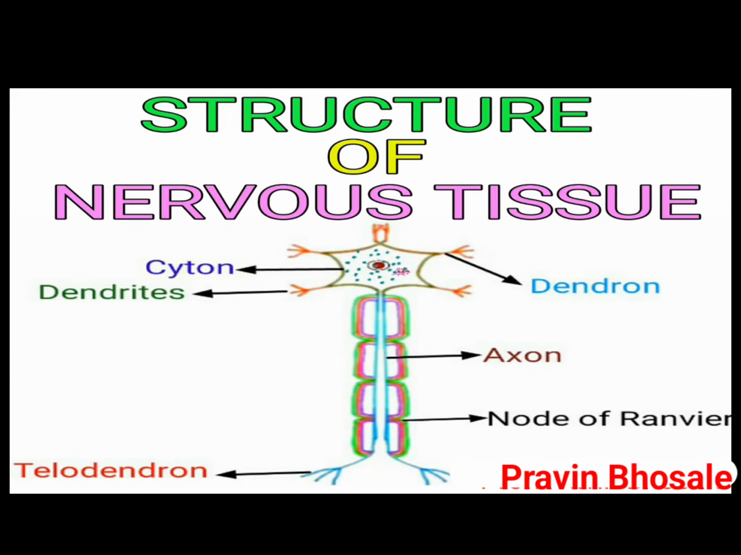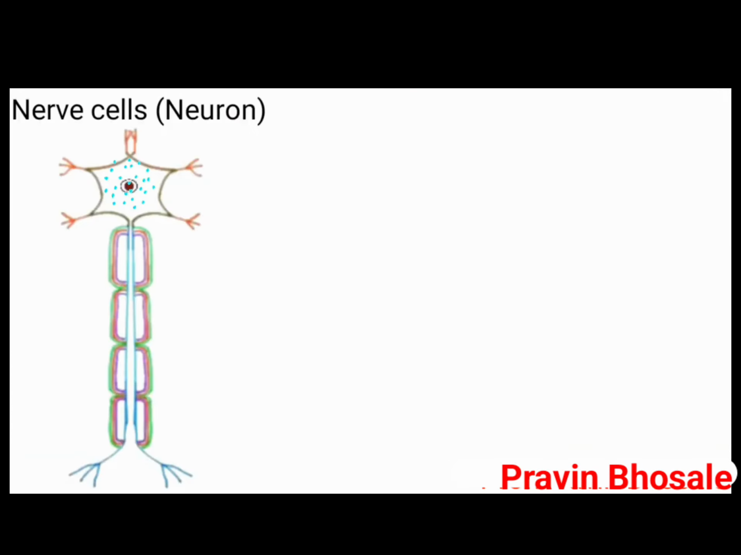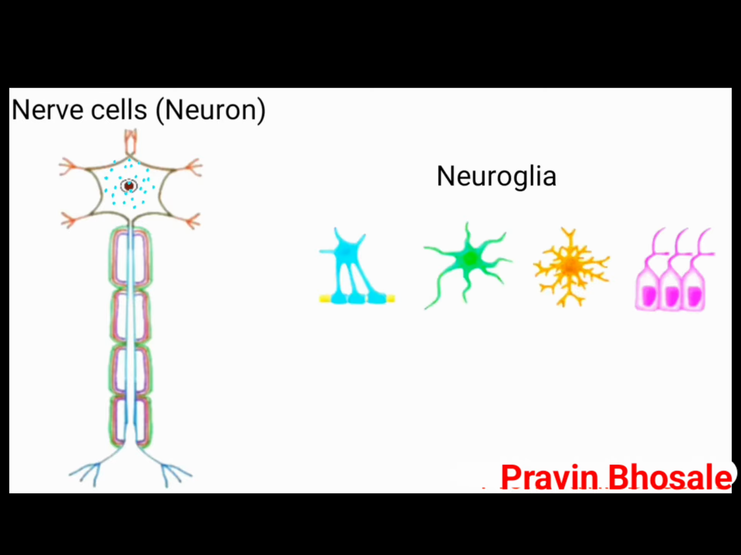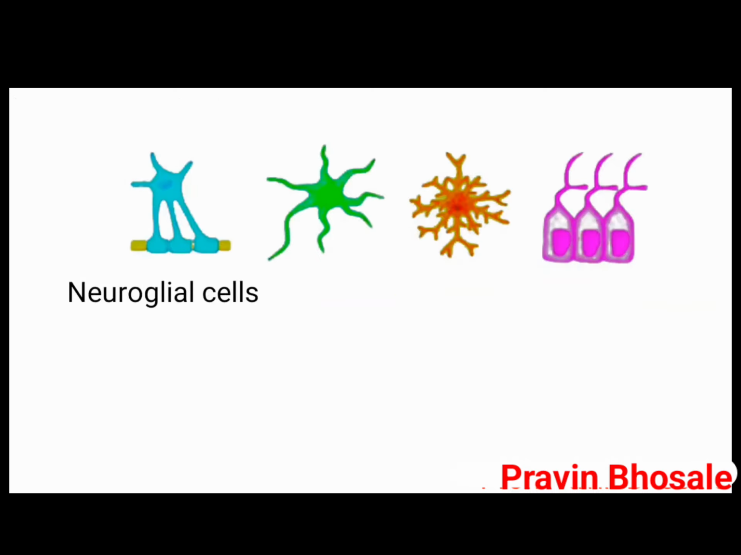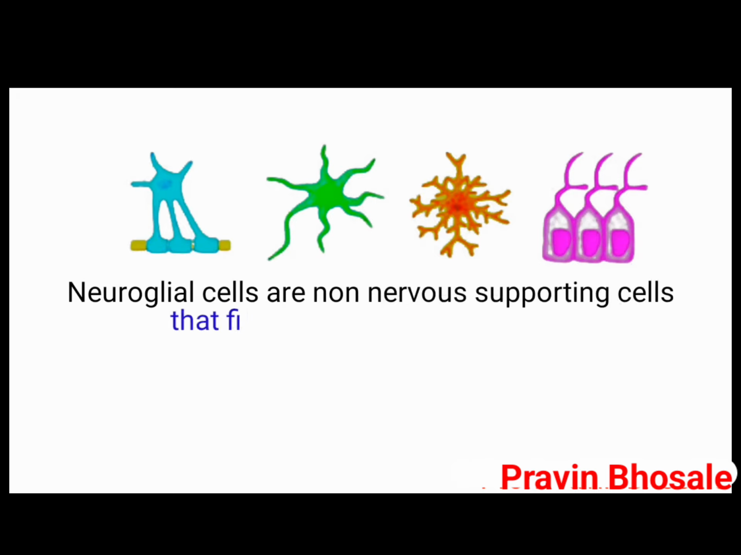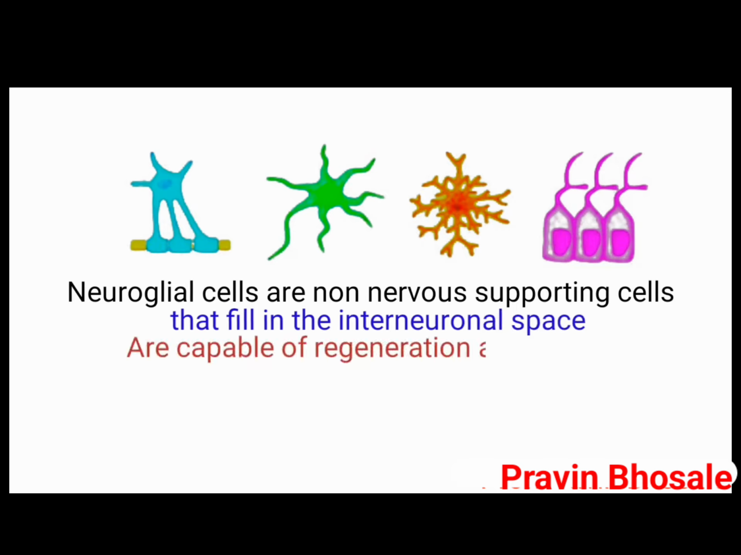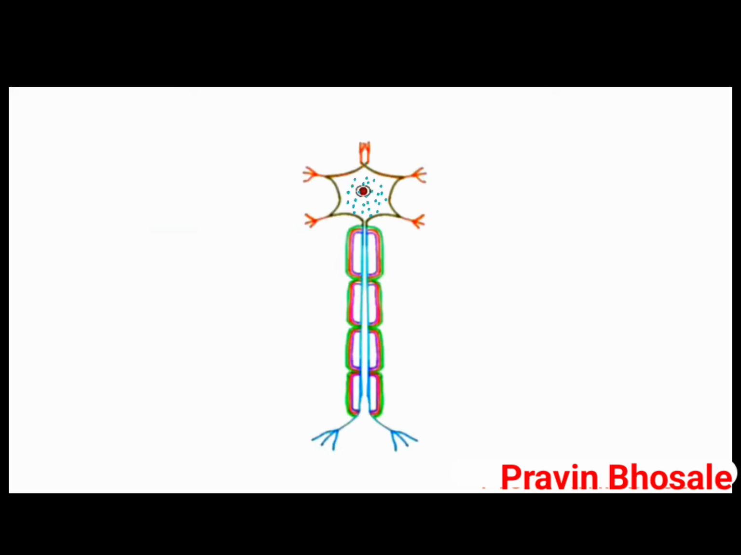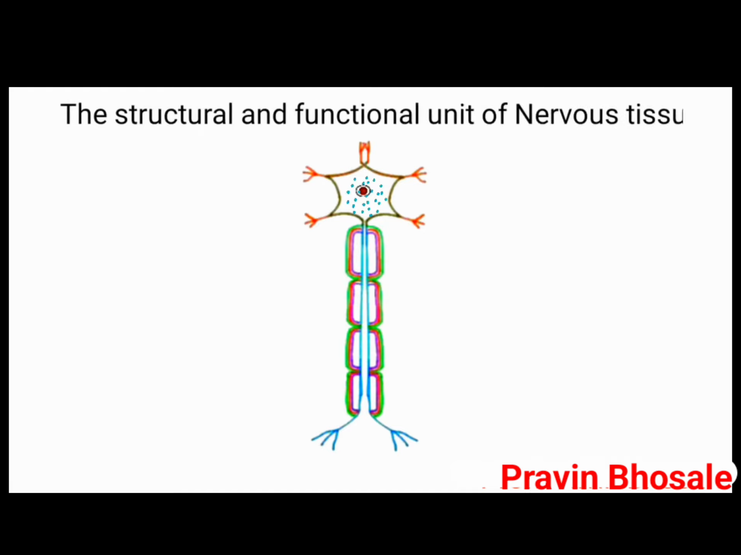Nervous tissue is made up of nerve cells, neurons, and neuroglia. Neuroglial cells are non-nervous supporting cells that fill in the interneuronal space and are capable of regeneration and division. Neuron is the structural and functional unit of the nervous tissue.